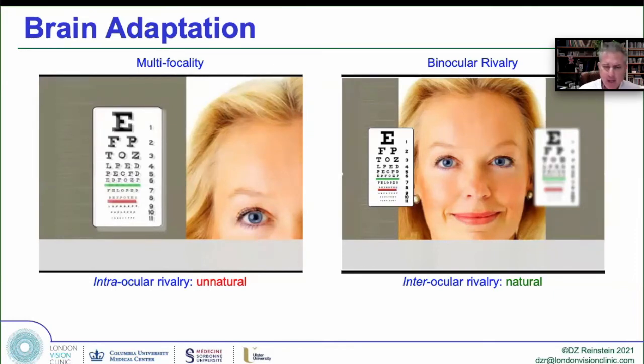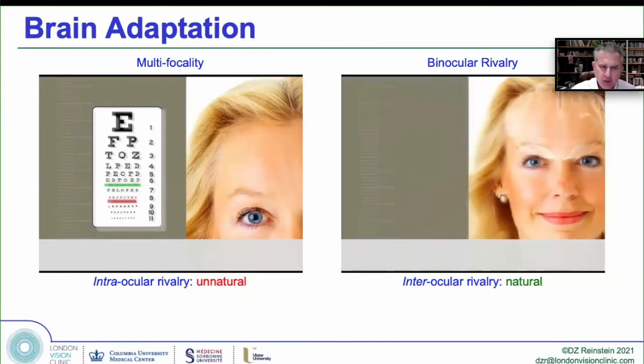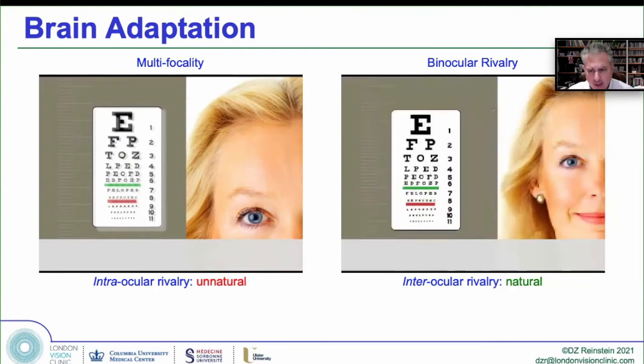Not everybody. And I want to compare this to the monovision principle, where we're relying on suppression. And this is quite a different requirement of the brain, because here we're asking the brain to select one field of vision from one eye over another, and there isn't essentially an intraocular rivalry, there's an interocular rivalry. And that process is entirely natural. In fact, everyone has the ability to suppress the vision from one eye.